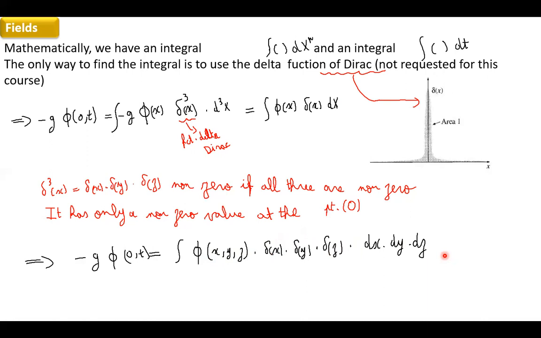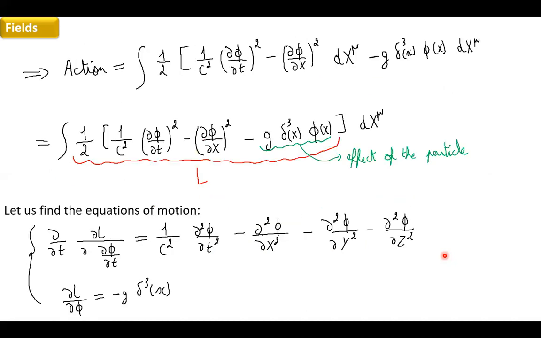Don't consider it as a too complicated equation. It's just a representation from the use of this delta function of Dirac. So the action is the sum of both integrals. It's the integral of 1/2 times 1 over c squared, del phi over del t squared, minus del phi over del x squared, dx mu, plus the delta function of Dirac term, minus g delta 3 of x phi of x, dx mu. So we put dx mu as a common factor.